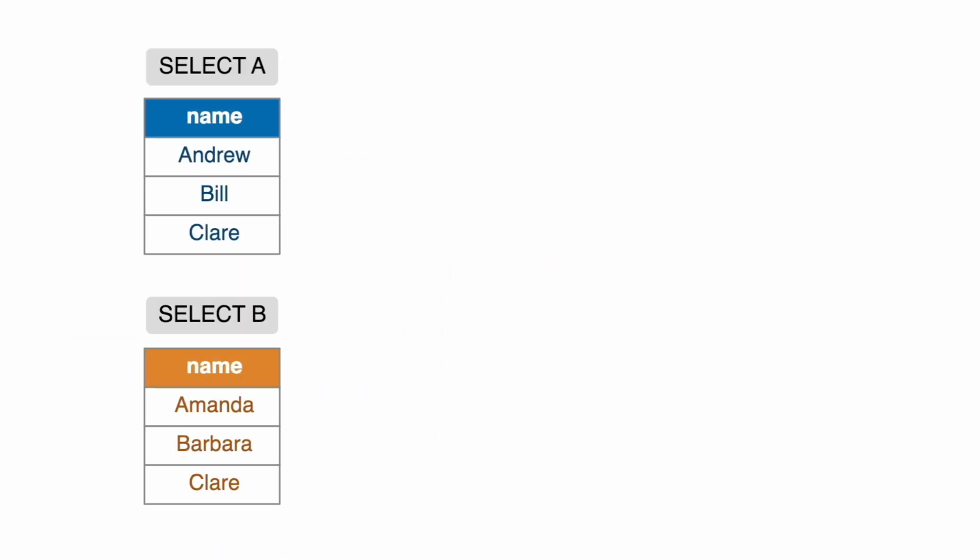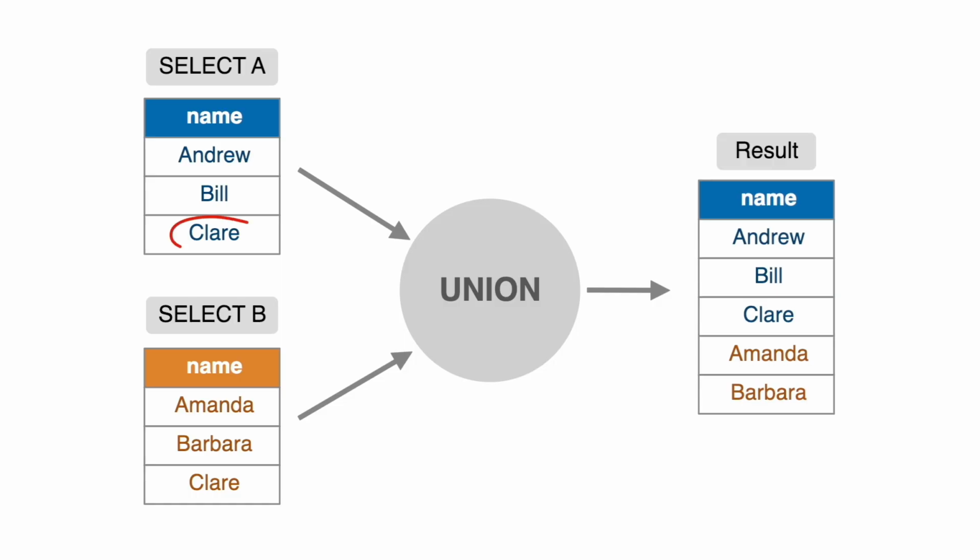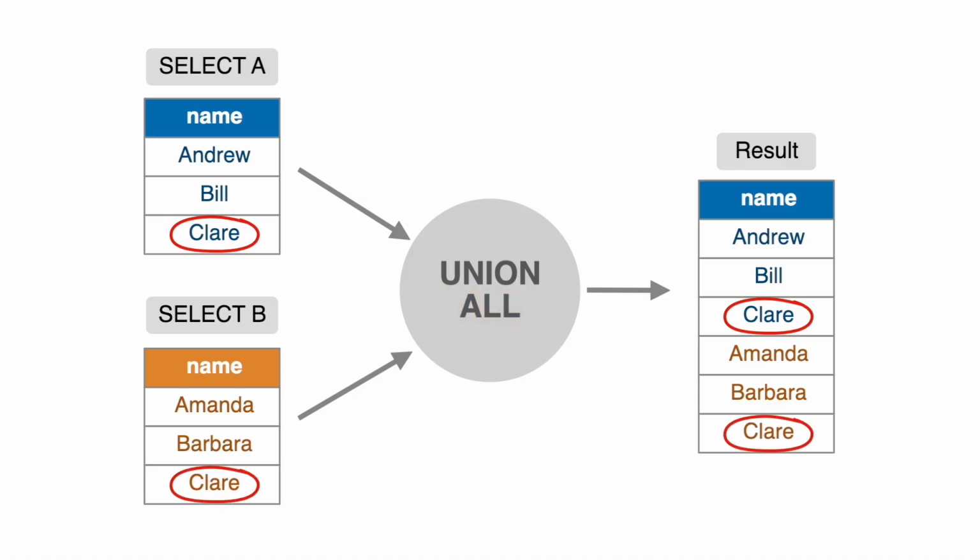Usually union combines data from two select queries. By default, union returns unique results only, no duplicates. Specify union all if you need explicit results from both queries.